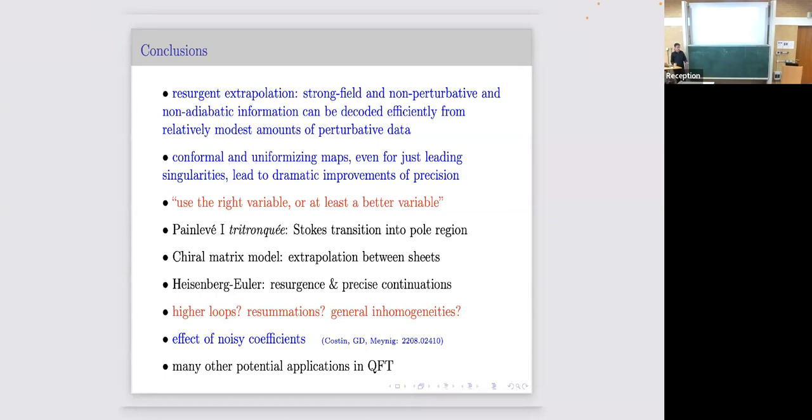So these conformal maps and uniformizing maps, what they achieve is that they enable you to go much closer to these special points than if you haven't. Once you're in that variable, you can use various techniques. I've chosen to describe them today. It's not the only technique. You just need some efficient continuation.